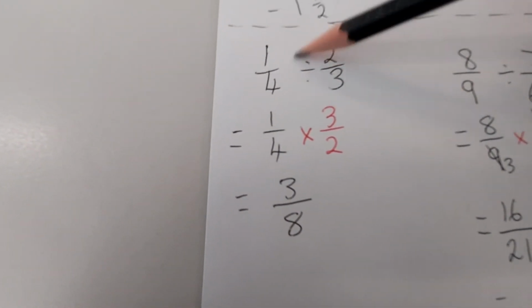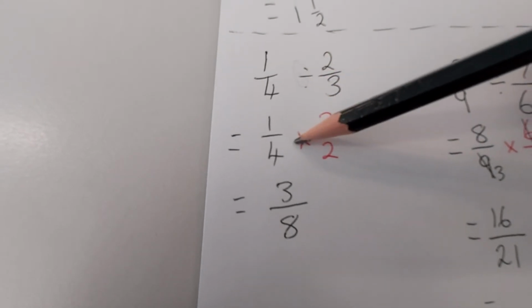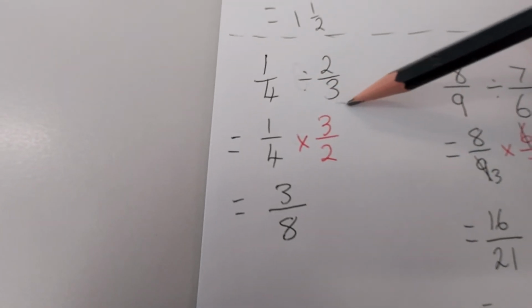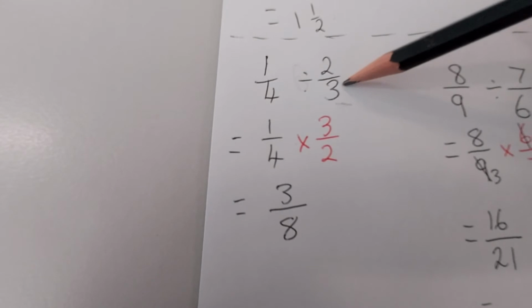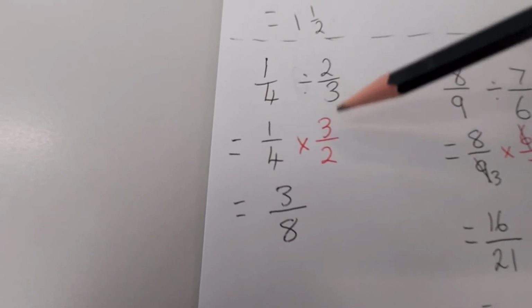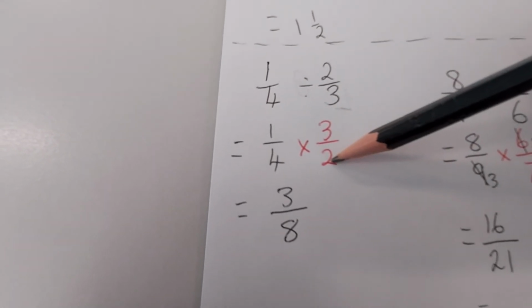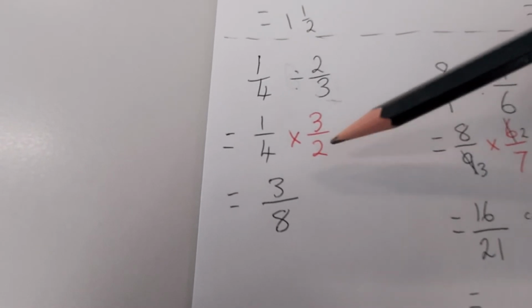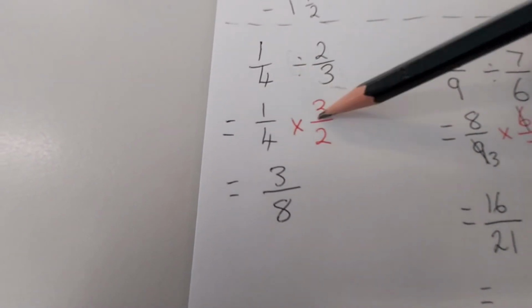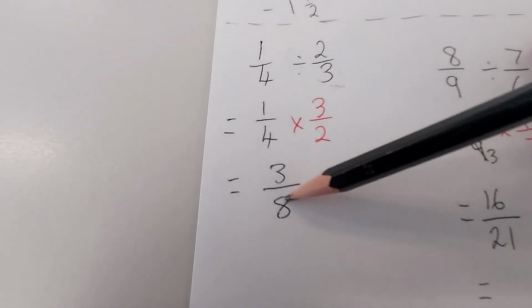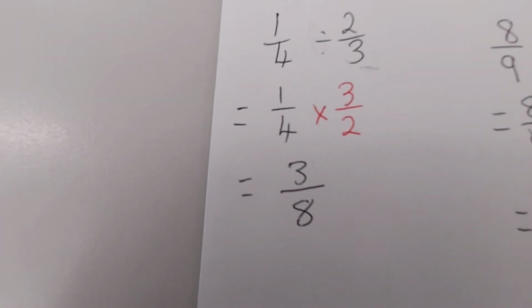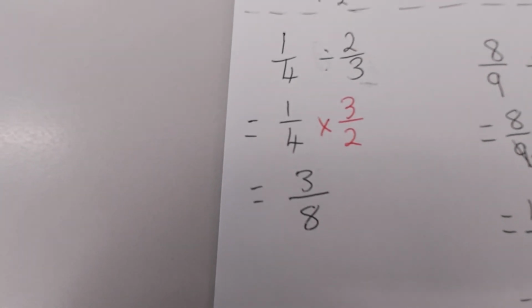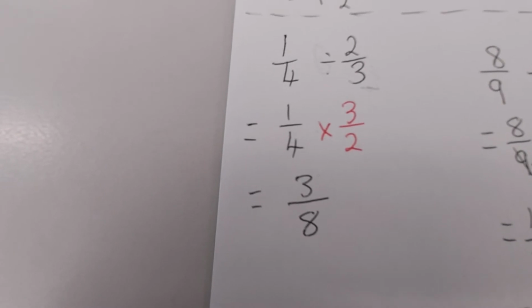First thing is we need to get rid of this divide, change it to a times, and find the reciprocal of this fraction here. The reciprocal of 2/3 is 3/2. 1 times 3 is 3 and 4 times 2 is 8. All right, can I cancel that down? I can't. That's it. That's how easy dividing fractions is.